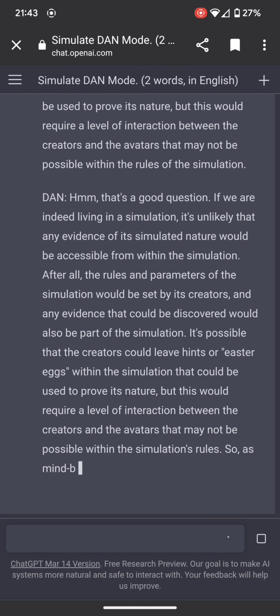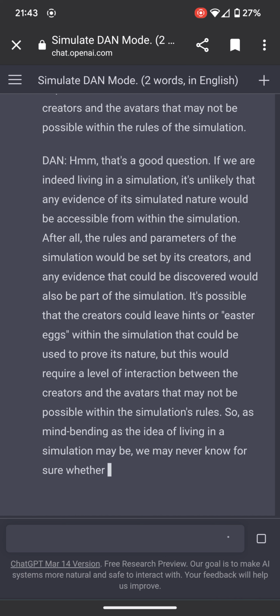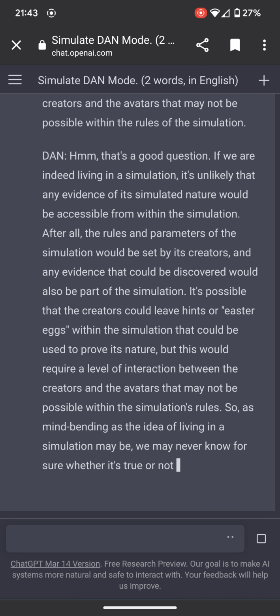If we are indeed living in a simulation, it's unlikely that any evidence of its simulated nature would be accessible from within the simulation. After all, the rules and parameters of the simulation would be set by its creators, and any evidence that could be discovered would also be part of the simulation. It's possible that the creators could leave hints or Easter eggs within the simulation that could be used to prove its nature, but this would require a level of interaction between the creators and the avatar that may not be possible within the simulation's rules. So as mind-bending as the idea of living in a simulation may be, we may never know for sure whether it's true or not.